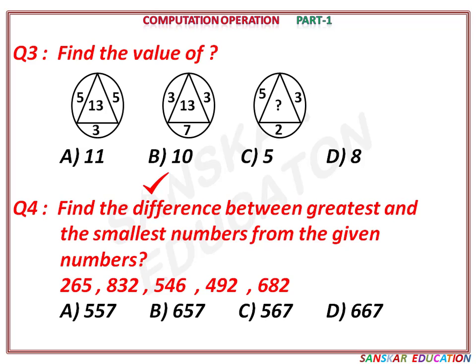Next question. Find the difference between greatest and the smallest number from the given numbers. 265, 832, 546, 492, 680. Options are given. The correct answer is 567.